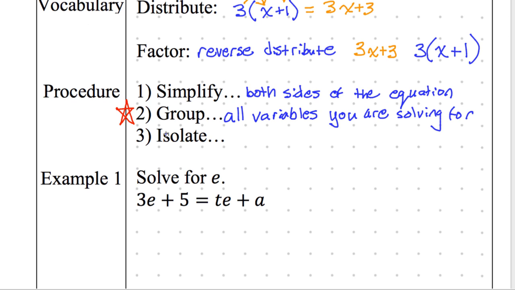This step will be key. We'll talk about it in example 1, but for now, just know that you need all of the variables you're solving for on the same side. There are going to be variables that you're not solving for now, though. So that's going to be the trick. And then finally, you're going to isolate the variable you are solving for.